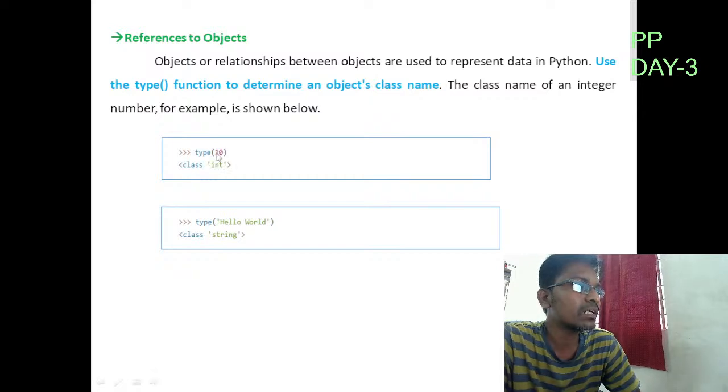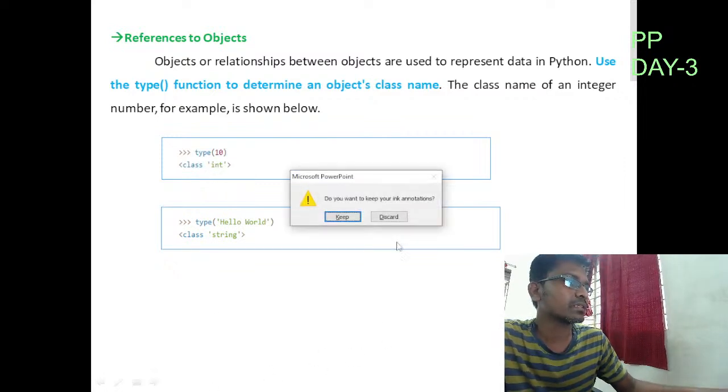Then after execution of this line, it will show a class object, followed by the type of the variable, which is integer type. So that is called the type function to determine an object class name. Here the object class name is integer type in this example.